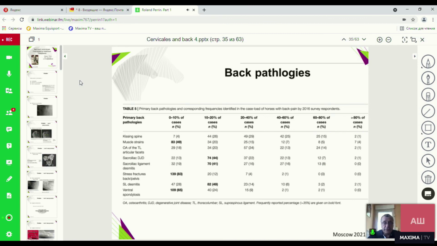So now we go to the back pathology. Excuse me, I made a mistake. It's pathologies. So what kind of pathologies can you find? Kissing spine, mixed strain, osteoarthritis of the articular facet, sacroiliac joints, sacroiliac ligament desmitis, of course fracture, etc., etc. But the most important are the kissing spine, the mixed spine, and the osteoarthritis of the articular facet.